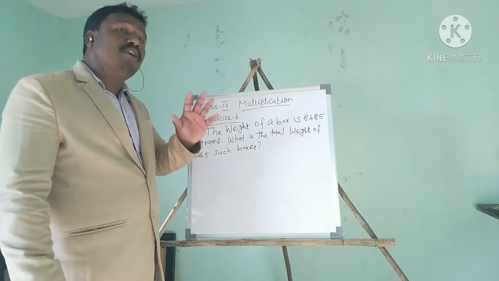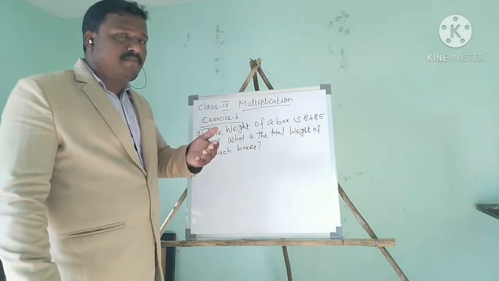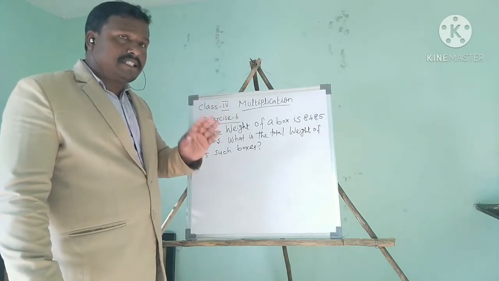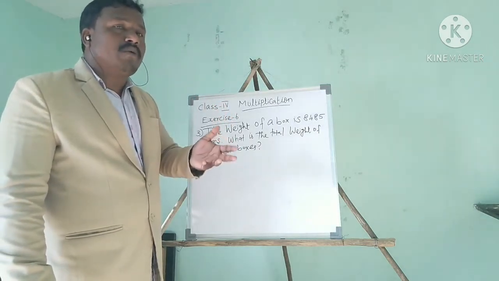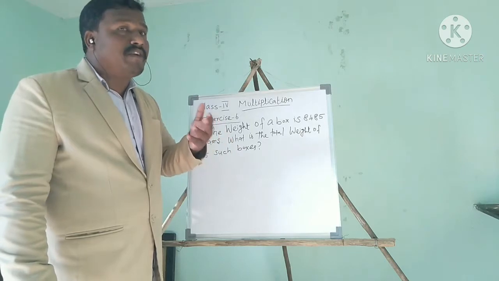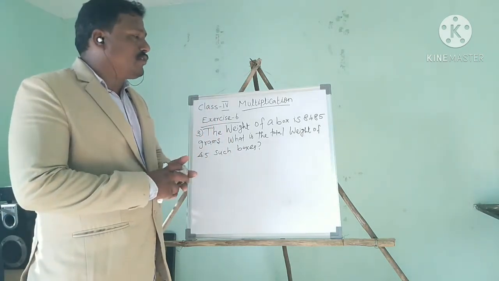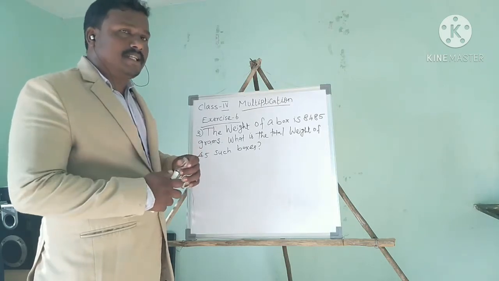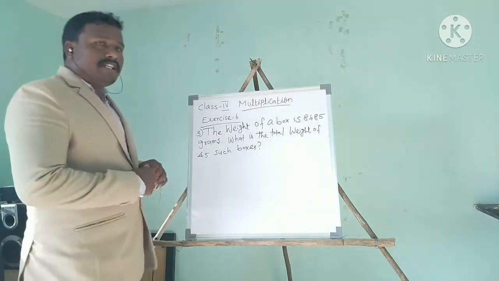Now what the question is: what is the total weight of the same size box, 45 boxes? Each box is 8,485 grams, the same gram box but 45 boxes. What is the total weight of the 45 boxes? We want to find out. So what will we do? We want to do multiplication. We know multiplication very well.